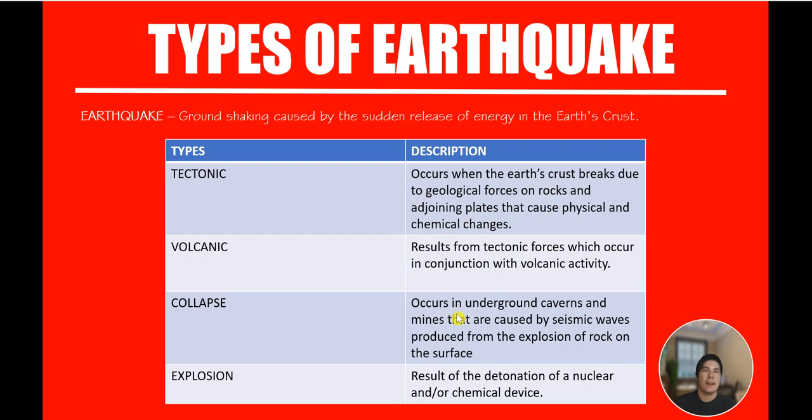We have also this collapse, which occurs in underground caverns and mines that is caused by seismic waves produced from the explosion of rock on surface, and explosion results from the detonation of nuclear and or chemical devices.